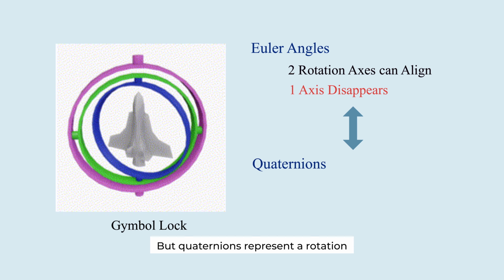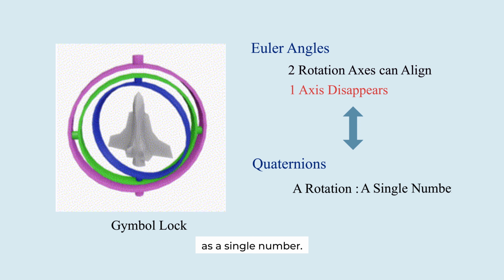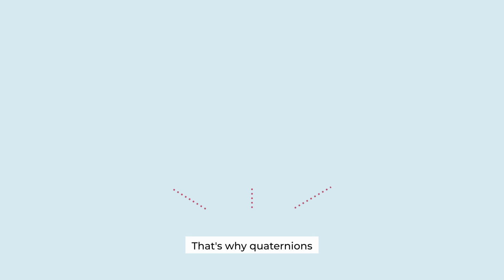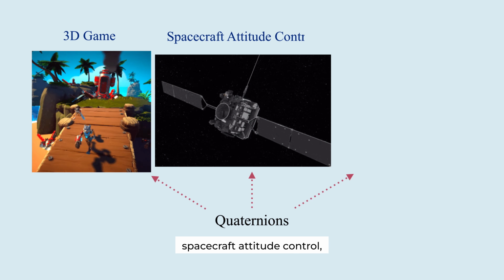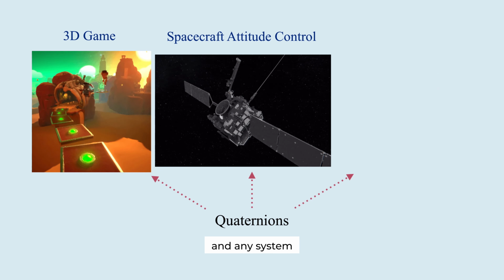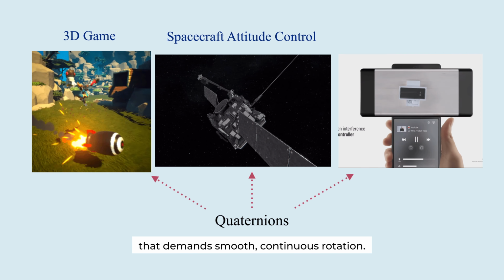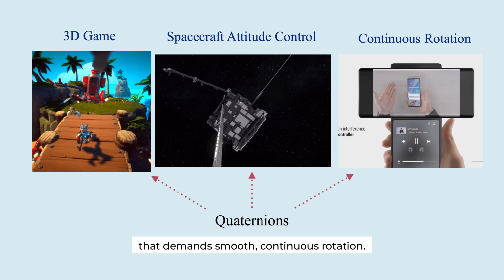But quaternions represent rotation as a single number. No matter the angle, the axes never collapse or interfere. That's why quaternions are essential in 3D games, spacecraft attitude control, and any system that demands smooth, continuous rotation.